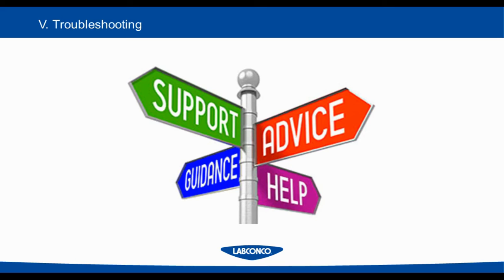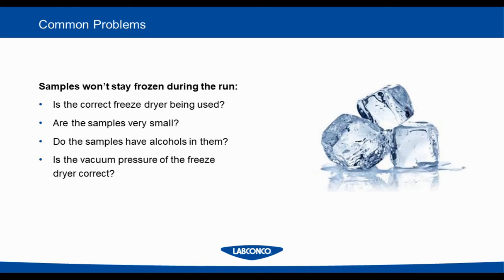Freeze drying is an art, and things may go wrong during the process. Most of the issues can be overcome by taking a few steps. If your samples are not staying frozen, make sure you're using the correct collector for your samples. Remember, a temperature differential of 15 to 20 degrees is required. Small samples tend to melt faster than larger samples. Insulating them will help. If there are alcohols in the samples, again, make sure you dilute them and make sure you're using a -105-degree freeze dryer.